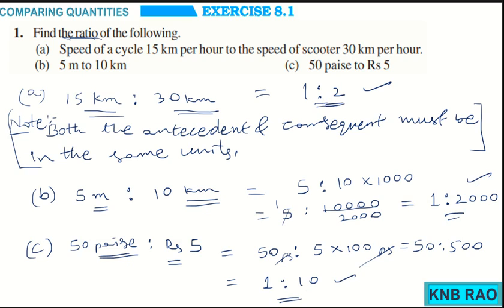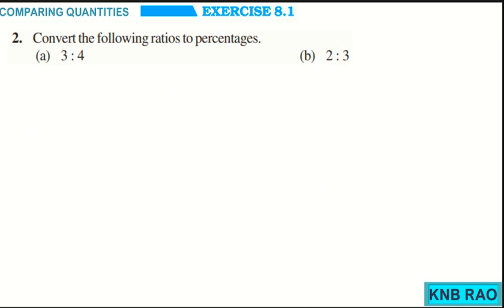So now we will go to solving question number 2. In question number 2, we are asked to convert the following ratios into percentages. See children, I have already taught you how to convert. Normally, a ratio gives a fraction. After finding the fraction, if you want to convert any fraction into a percentage, you need to multiply it by 100 with the percentage symbol. You know the reason for taking the percentage symbol.